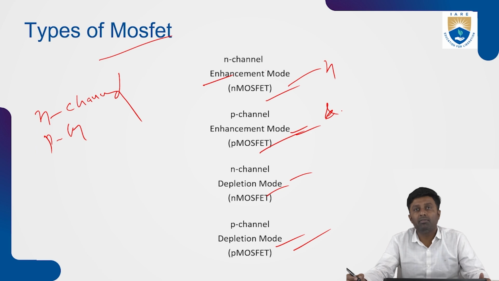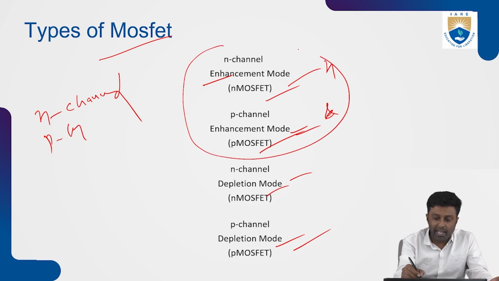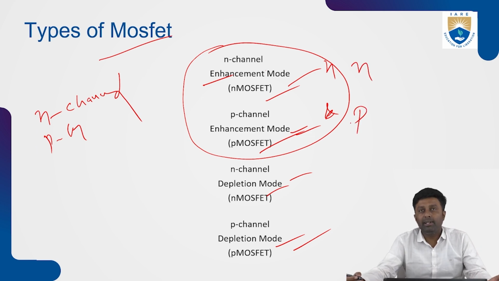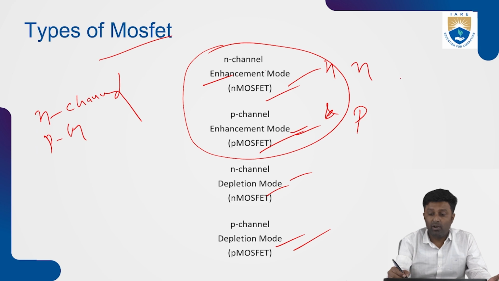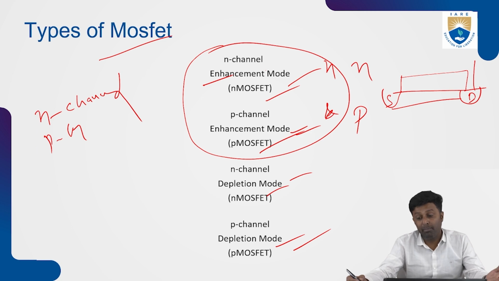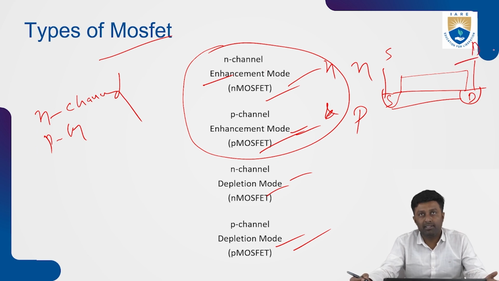Now the question comes: what is the difference between these two? As you can see, in the enhancement type, we have N-channel and P-channel MOSFET. In the enhancement type MOSFET, the channel between the source and the drain will not be established in the beginning. So there will not be any channel between the source and the drain terminal, whether it is an N-channel MOSFET or a P-channel MOSFET.